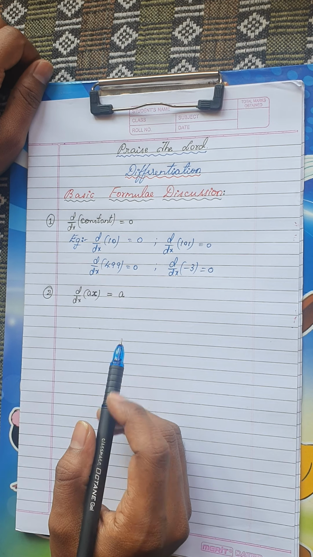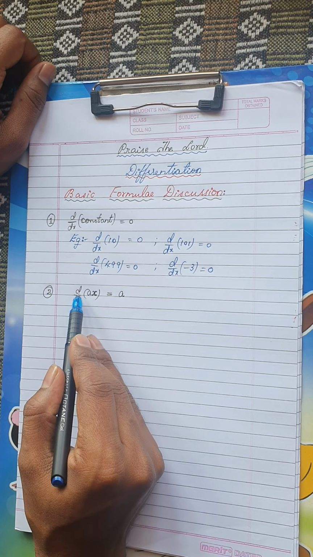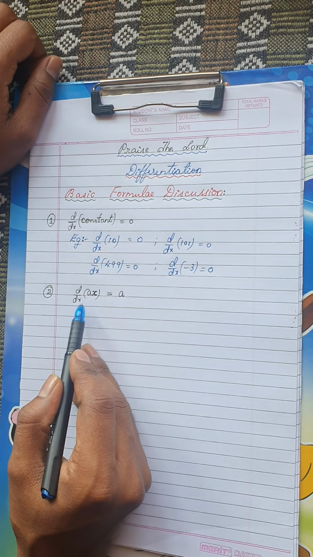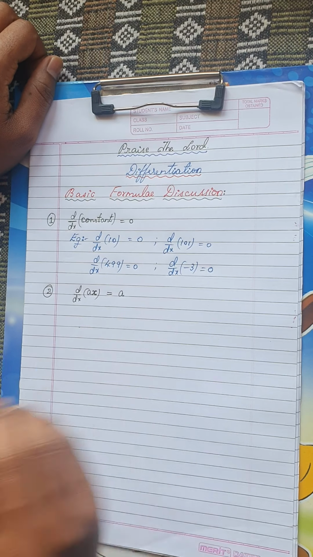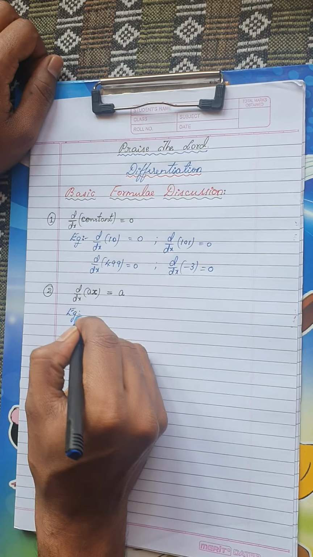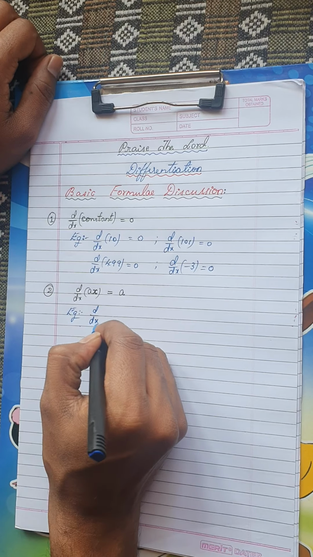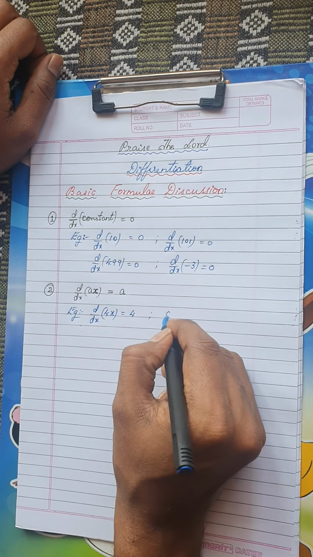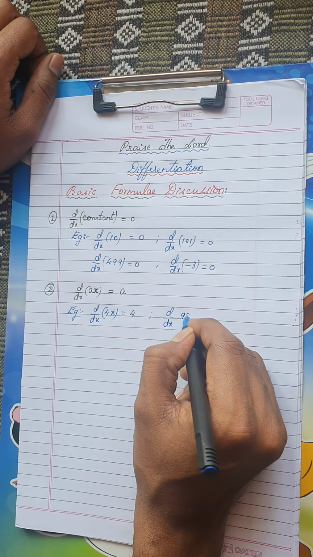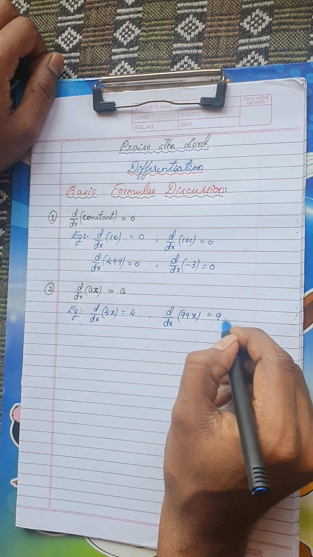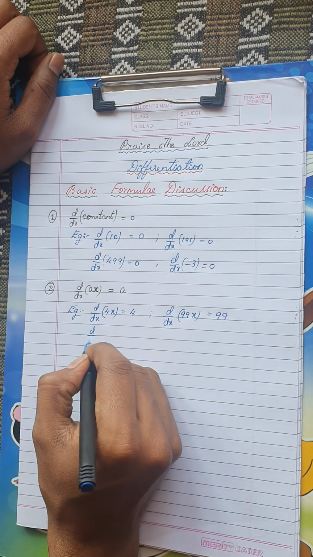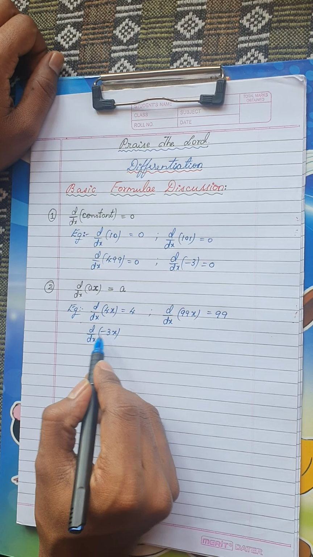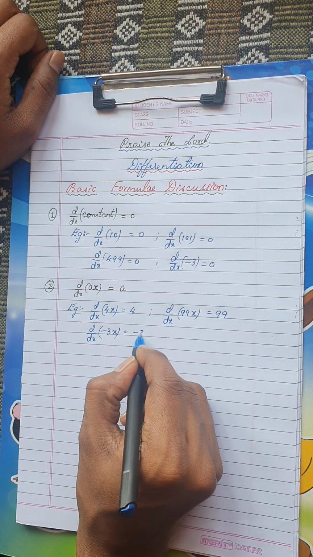Fine. Okay, so the next formula is d by dx of a into x is equal to a. It means the derivative of a constant into x will be the constant itself. Example, let me take an example. If I want to find d by dx of 4 into x, it will be 4. Next, d by dx of 99x will be 99. Now the derivative of, let me take minus 3 into x. Whenever you have an x, the derivative of this will be minus 3.